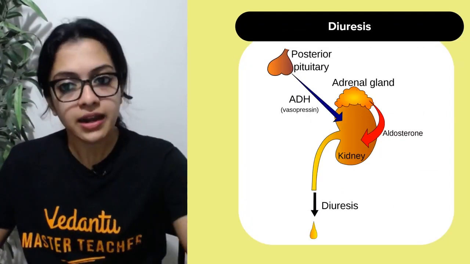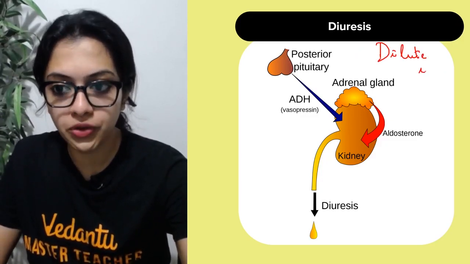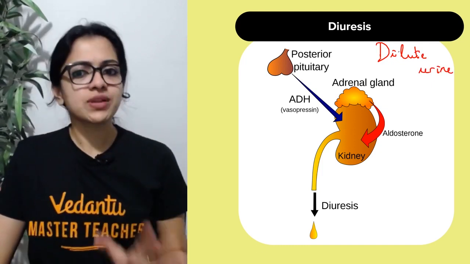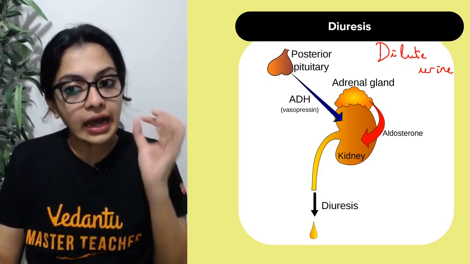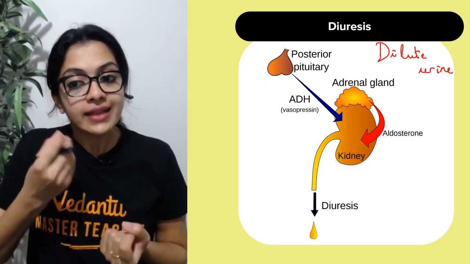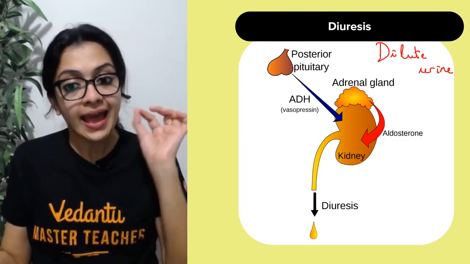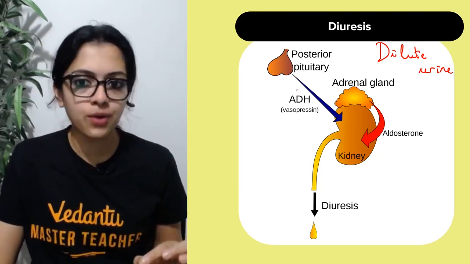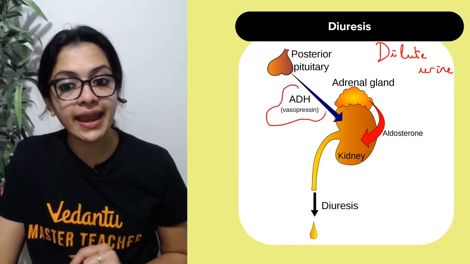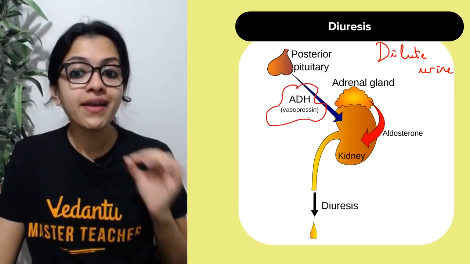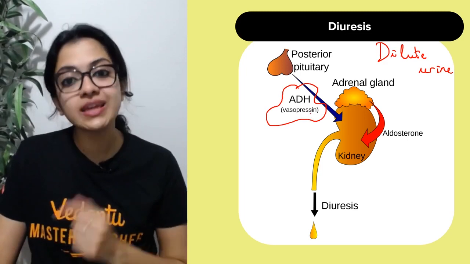Now, diuresis. Remember, the term diuresis would mean formation of dilute urine. Or rather, diuresis is the elimination of dilute urine. Okay, so the water content of urine, or the concentration of urine, how dilute or how concentrated urine is going to be, is determined by a very important hormone in our body, which is secreted by the posterior lobe of the pituitary gland. This hormone is called ADH, anti-diuretic hormone, or vasopressin. This is secreted by the posterior pituitary, and it acts on the kidney tubules.